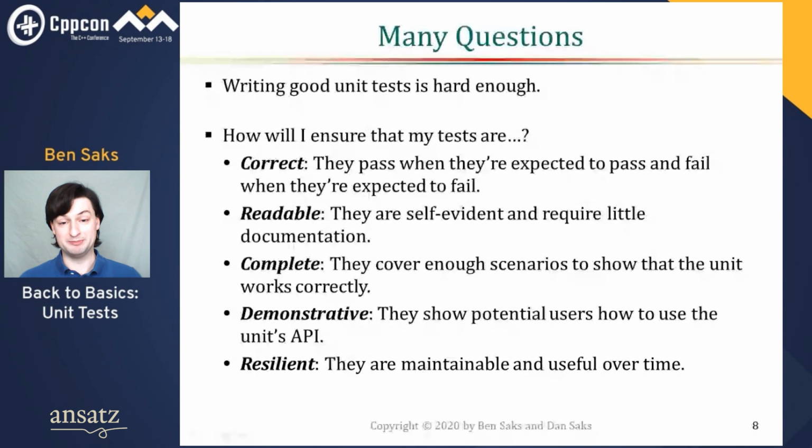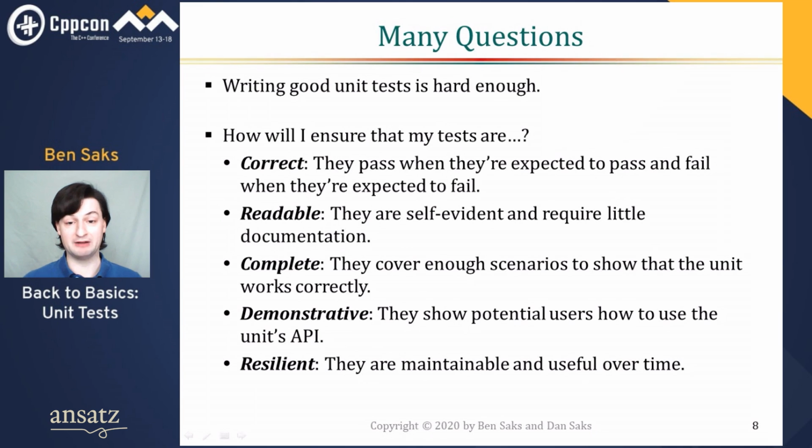So, for example, if you look back at one of the previous CppCon talks on unit testing, they listed out 5 different properties of good unit tests. Correctness, that the test succeeds when it should succeed and fails when it's supposed to fail. That it's readable, so that you can actually understand what the test is doing without extra documentation. Completeness, the idea that your tests cover enough of your program to provide you with a good sign that things are working correctly. Demonstrative, the tests serve as a model for how you would actually use the components being tested. And resilient, they'd be maintainable and useful over time.